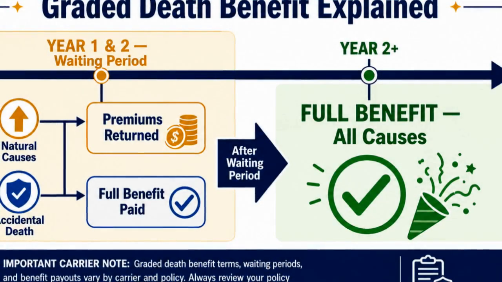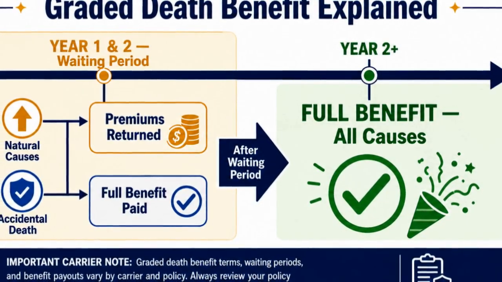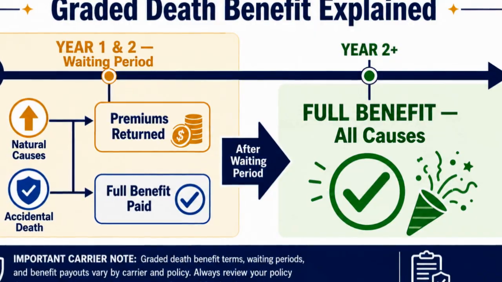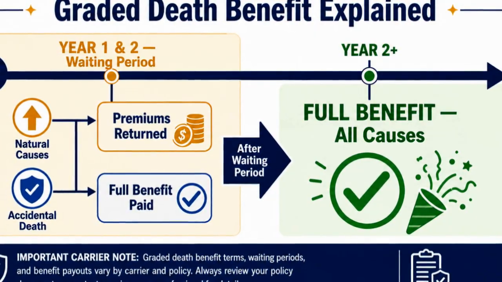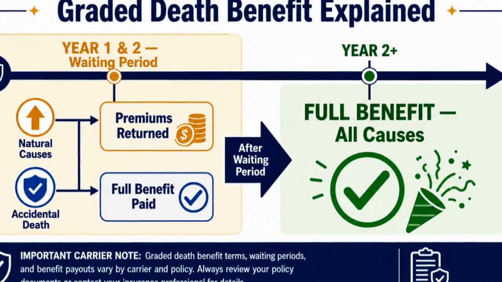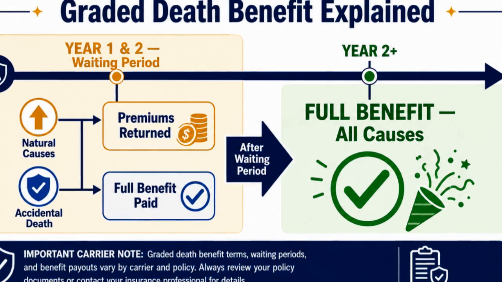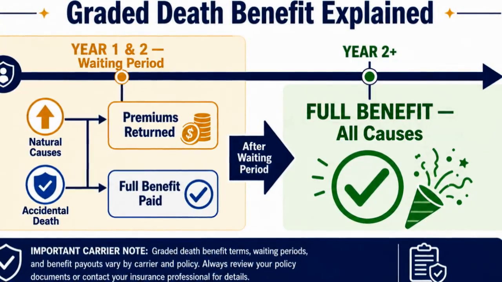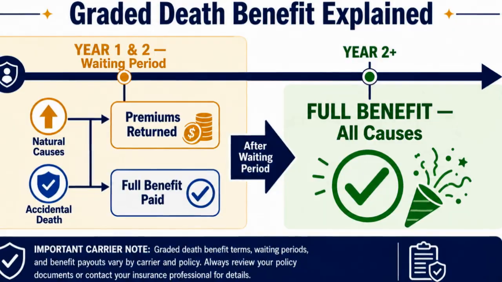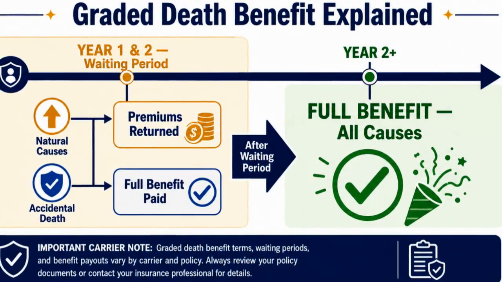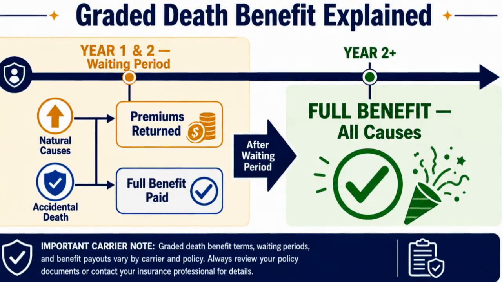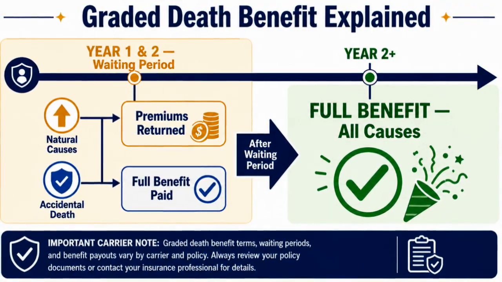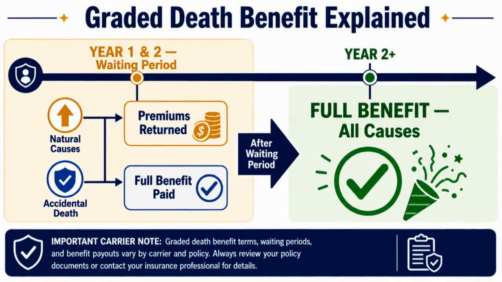Here's the one concept with final expense that you absolutely must understand: the graded death benefit. Most of these policies include a waiting period, typically around 2 years from the policy issue date. During that window, if the insured passes away from natural causes, the beneficiary generally receives a return of premiums paid, not the full death benefit. However, if death is accidental, the full benefit is typically paid even during that waiting period. After the waiting period ends, the full death benefit is payable for all causes. The exact terms vary by carrier. Always verify the specific graded period in the product illustration before you present it to a client.